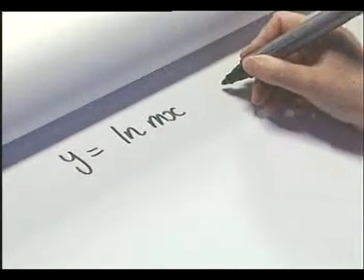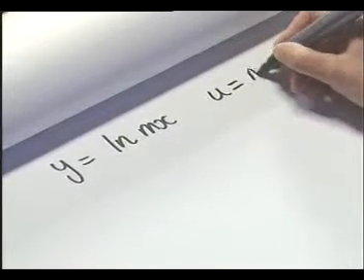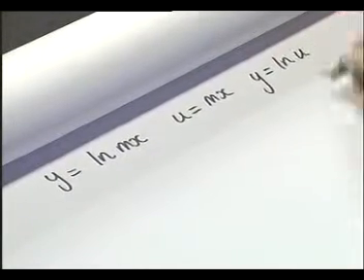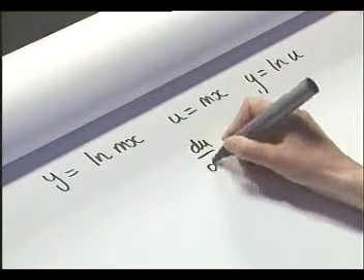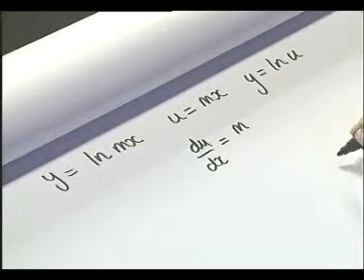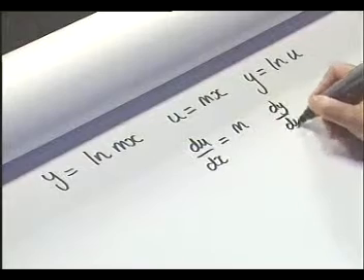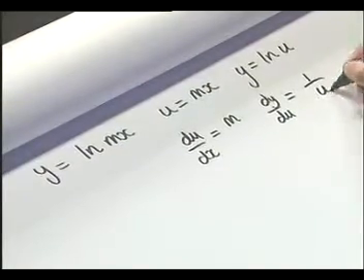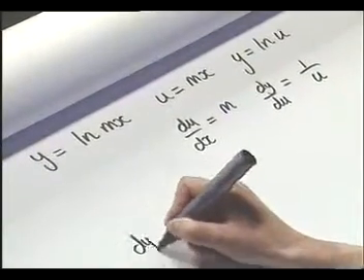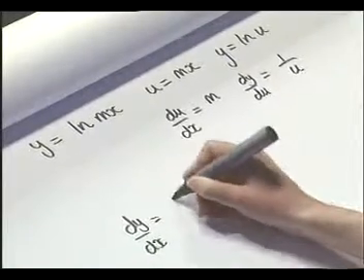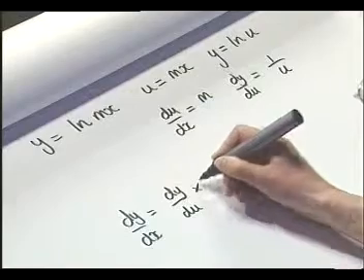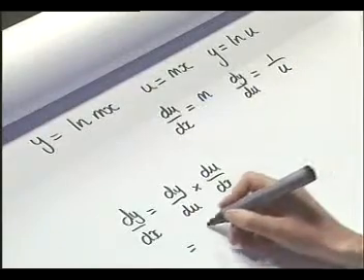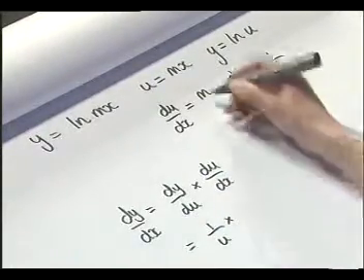Same process again. Let's let u equal mx. So our y equals log to the base e of u. Our du by dx equals m. dy by du, the differential of log to the base e of u, is 1 over u. So our dy by dx equals dy by du multiplied by du by dx. Our dy by du is 1 over u. Our du by dx is m.